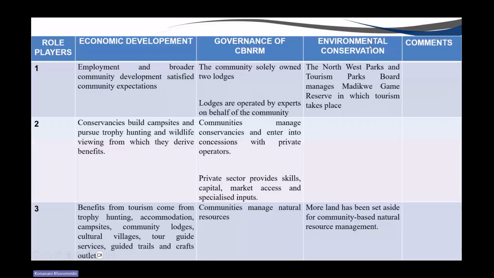The same applies to number 2. Number 2 has got economic, has got governance, has got environment. No, environment number 2 does not have. So he or she is silent about that. Did not have anything to say about the environmental dimension in terms of community-based natural resource management. Then number 3 answers in terms of development, governance, environmental. And this is what should help me to actually interpret the data. But this is the first stage of compiling.